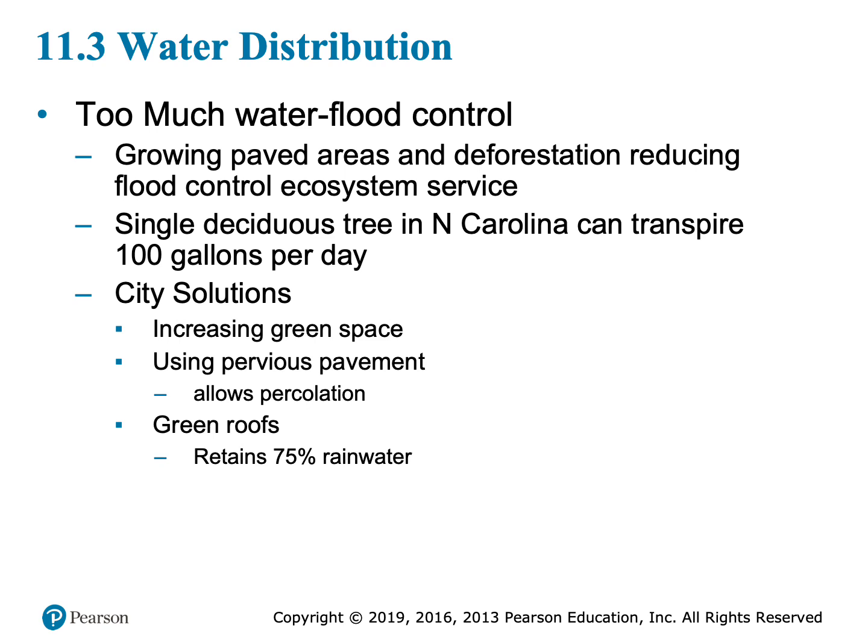A little bit more about too much water. Growing paved areas and deforestation reduce flood control ecosystem service. A single tree in North Carolina can transpire or help evaporate 100 gallons per day. So some city solutions are increasing green space, using pervious pavement, which is pavement that allows for percolation or water to seep through, and creating what we call green roofs, which retain about 75% of water. Which are all great ideas.